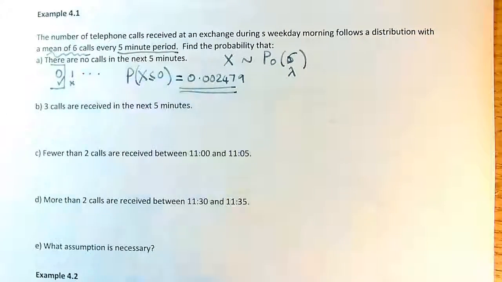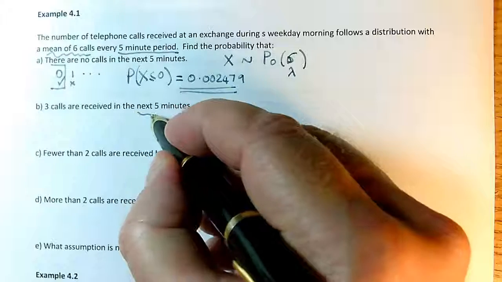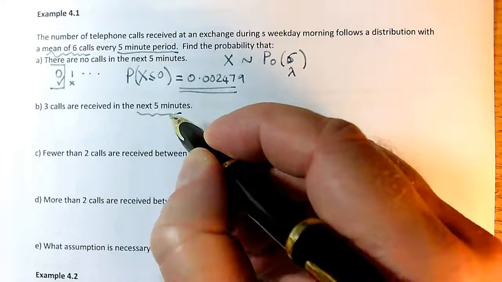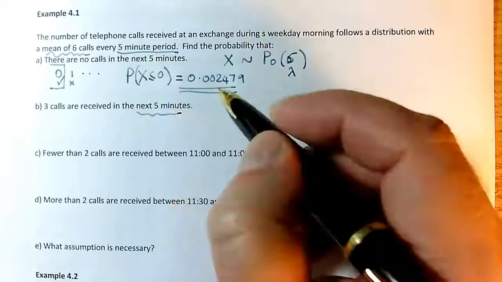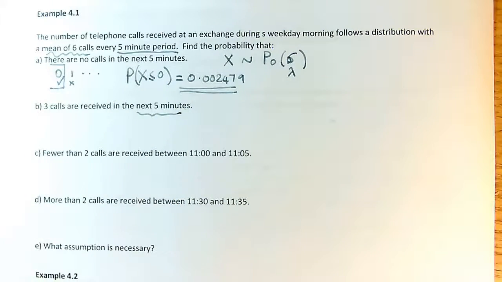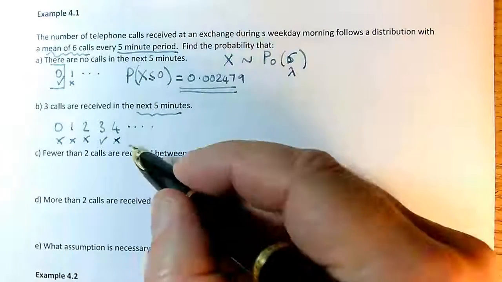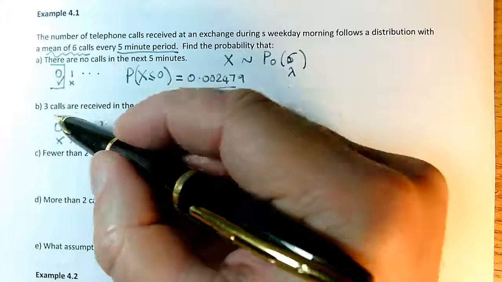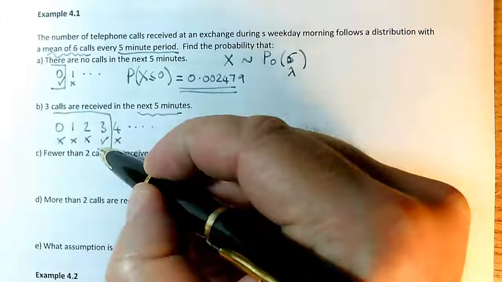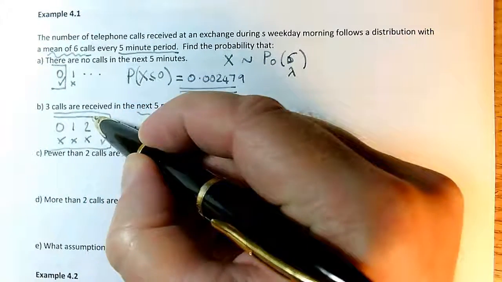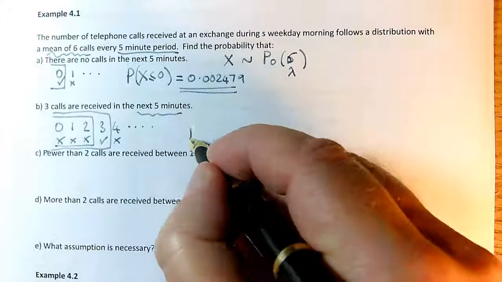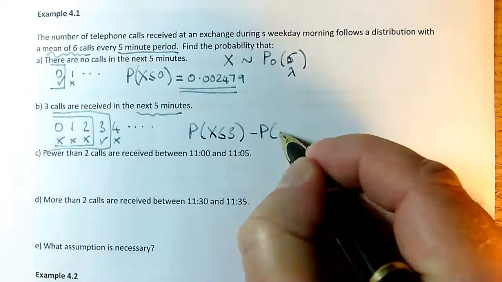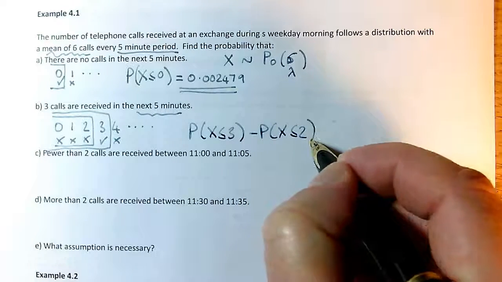Okay, 3 in the next 5 minutes. Well, once again, we've got reference to the time period. That's just reminding us that every time we need to check we are dealing with the correct time period. It doesn't change throughout this question, so I can still use the same distribution. Here are my outcomes, and I'm just interested in 3. I'm not interested in anything else. So my inclusion box has got to catch the 3. My exclusion box has got to get rid of these. So I do the probability of X being less than or equal to 3 minus the probability of X being less than or equal to 2, and that's worth writing down.